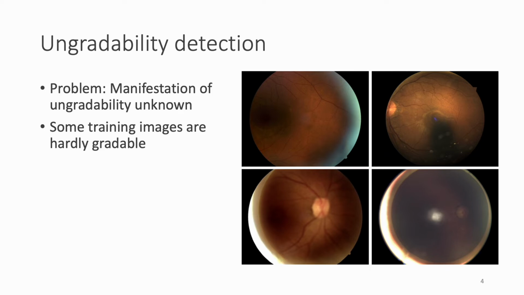The second task, to detect the ungradability, was a little more complicated because we were not provided with any information about how ungradability manifests itself in the images, and we were told that all images in the training set contain gradable images. However, when looking through the images for the bounding box annotation part, we noticed that some of these images are hardly gradable. For example, in the top left corner, you can see that no optic disc is visible in the image, and therefore we would assume that it is harder to grade. Additionally, as can be seen here, some images are very blurry, or the optic disc is only partially visible, which would also make them hard to grade.